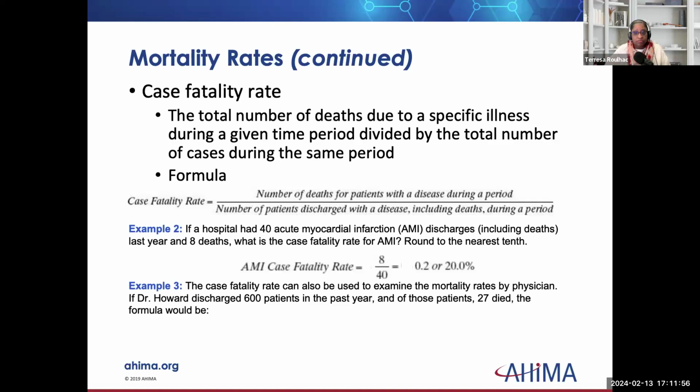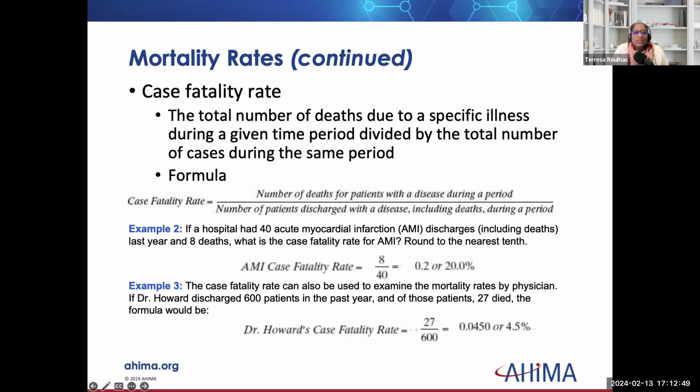So if Dr. Howard discharged 600 patients in the past year, and of those patients, 27 died, the formula will now be, instead of AMI case fatality, Dr. Howard's case fatality rate, right? So 27 patients died, he had 600, 27 over 600. And make sure you guys are checking my work, okay? Because just because I have it up there doesn't mean it's right; to err is human. Okay, so we have 27 divided by 600. Did anyone get anything different? No. Okay.